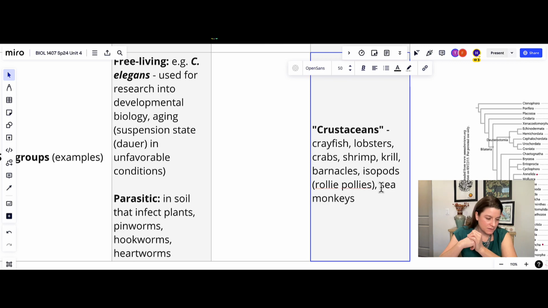That's what I have. There are other groups as well, like some that live in the water, most of these live in the water. Those are classic ones though.